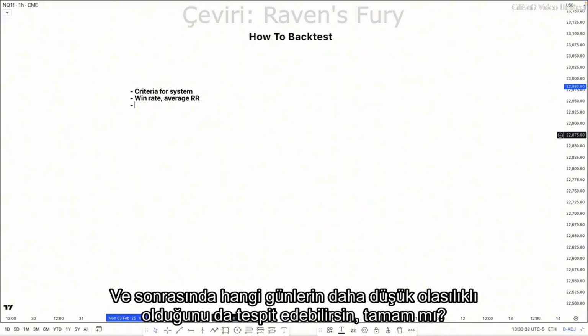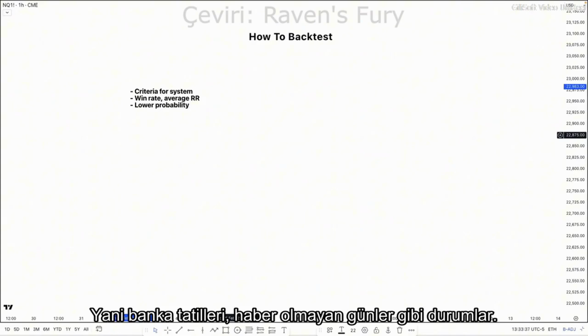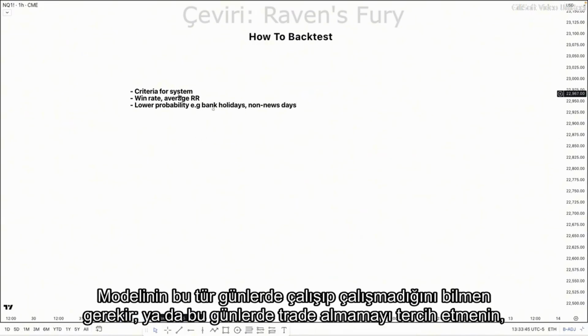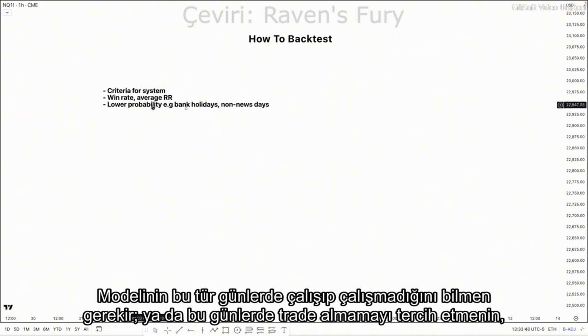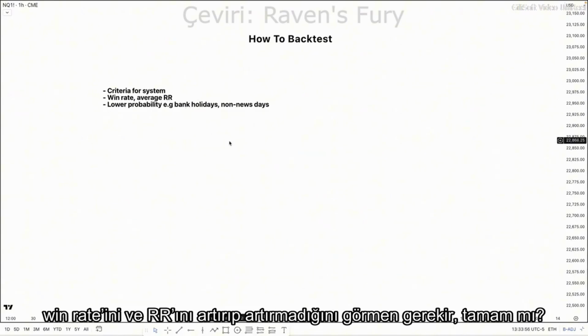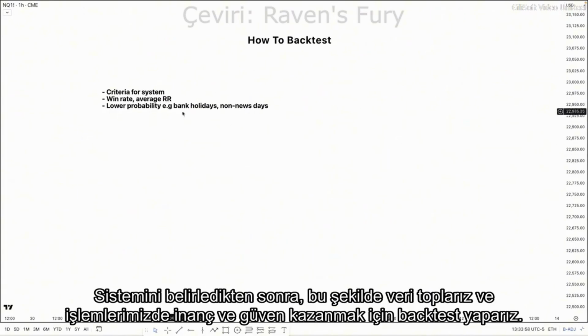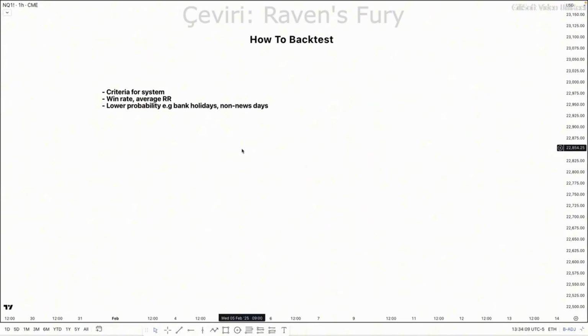And then you can find out what days are going to be lower probability, okay? So bank holidays, non-farm days, etc. So you need to know whether your model is going to work on days like this, or whether removing your trading from days like this will increase your win rate and RR, okay? And then once you find your system, we collect data on it like this, and we backtest it to gain conviction in our trading, okay?